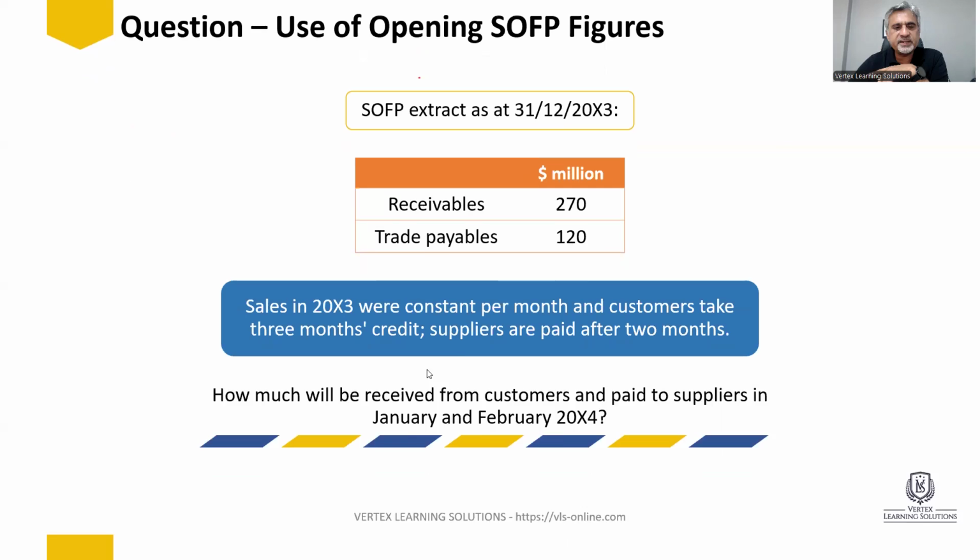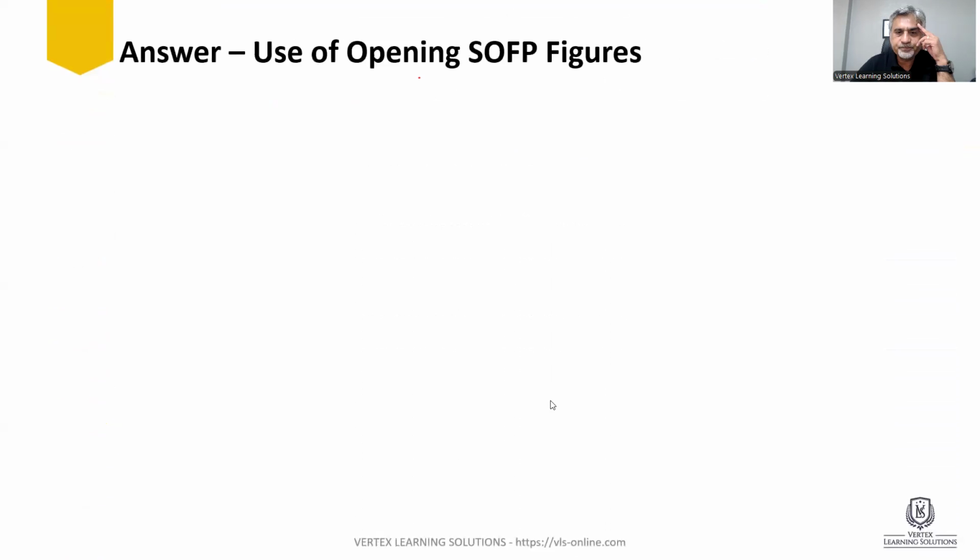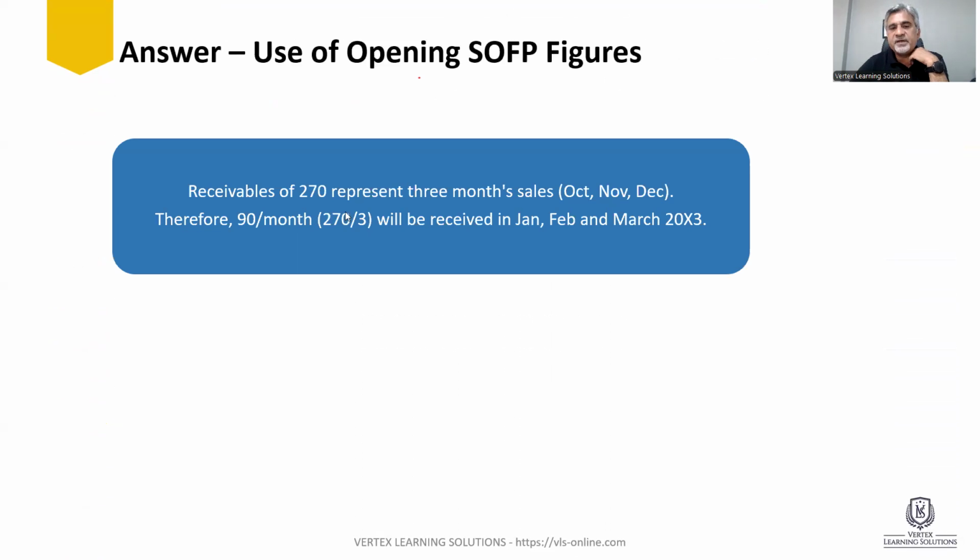So the question says, how much will be received from customers and paid to suppliers in January and February 2024. How much are you going to pay? Receive from customers and pay to suppliers. So what I need to do, I need to say receivables of 270 million represent 3 months, October, November, December. Therefore, 90 million per month, 270 by 3, will be received in January, February, and March.